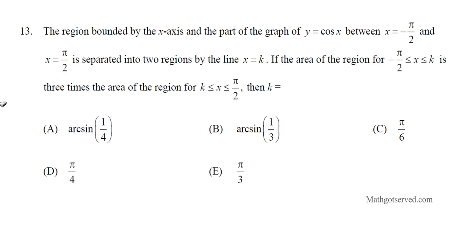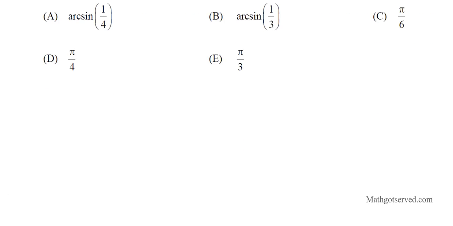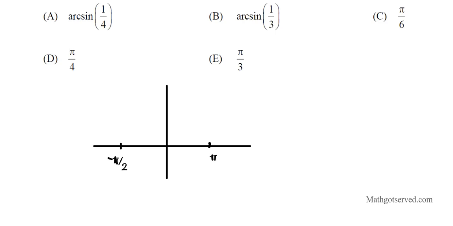Okay, so let me make a sketch of the situation real quick. We all remember what the cosine graph looks like from trig and pre-calc. I just want to focus on the area between negative pi over 2 and pi over 2. Okay, so we know that the cosine is like a cup, so it goes something like this. Let me sketch it as best as I can. Like this, and then something like that. It's kind of symmetric, right? Well, it is in fact symmetric.